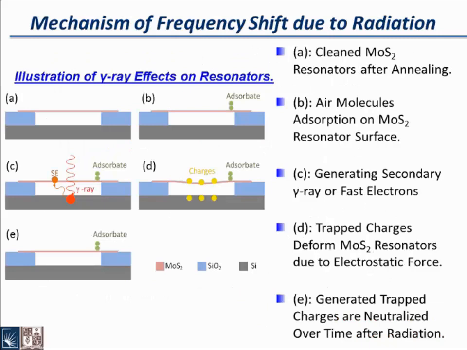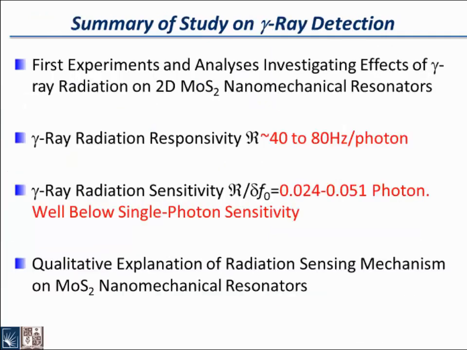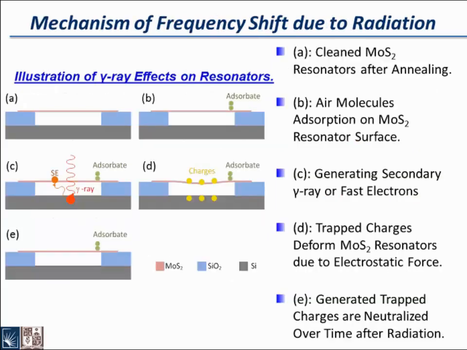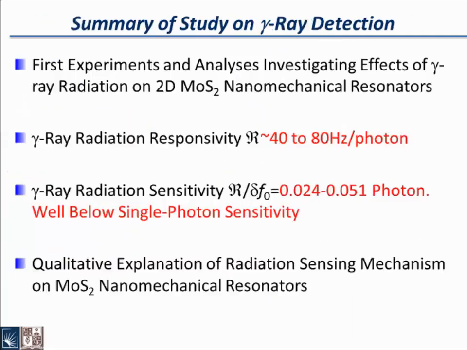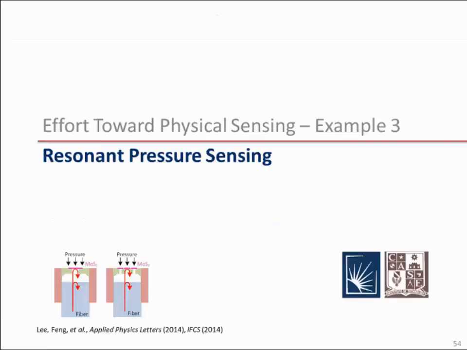We're able to model the system to show that the gamma ray excites all sorts of charges. The charges get trapped in the semiconductor layer and also at the interface with the silicon oxide layer underneath. So we were able to theoretically explain our measurement data nicely. So basically we demonstrate a gamma ray radiation responsivity of 40 to 80 hertz per photon. This translates to much less than 1 photon sensitivity.